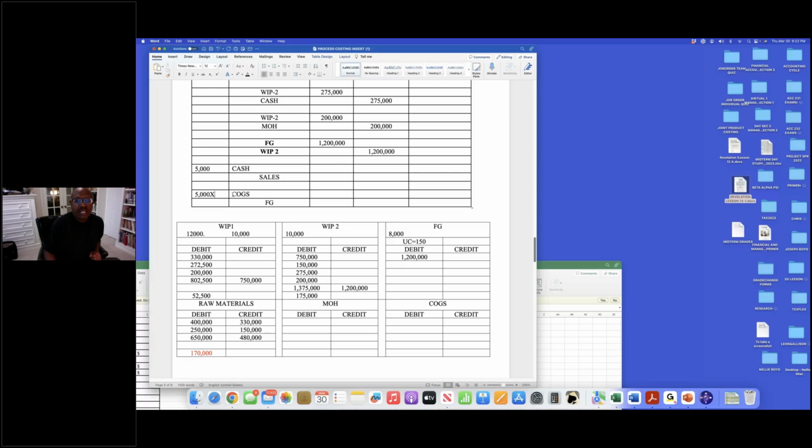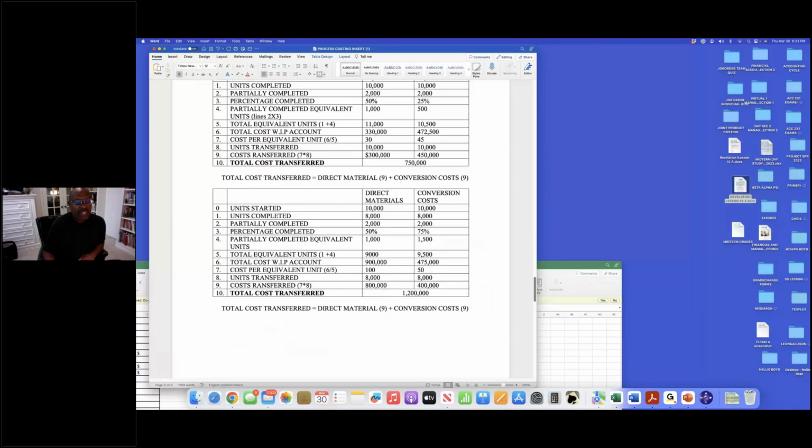All we did was take this number here, 1,200,000, and divide it by this number here, 8,000. That's all we did. Total dollars divided by total quantity gives us a unit cost of 150. Got it? Everybody have it? And if you look over here, you might see 100 plus 50 is 150 also. So there is some uniformity there.